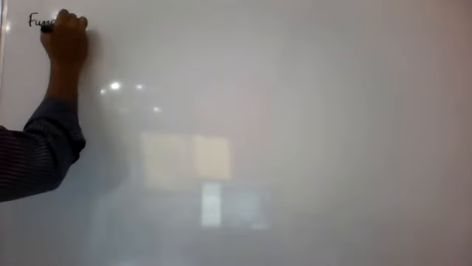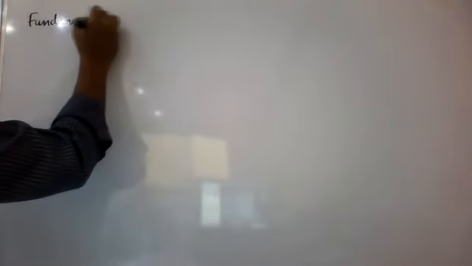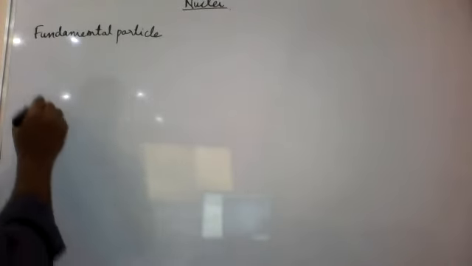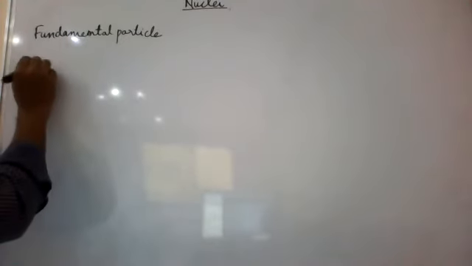Okay, yesterday we were discussing the fundamental particles. We started with the fundamental particles, that is electrons, protons and neutrons. Then we discussed the composition of the particles which are in the nucleus, that is protons and neutrons. And also we discussed one atomic mass unit.